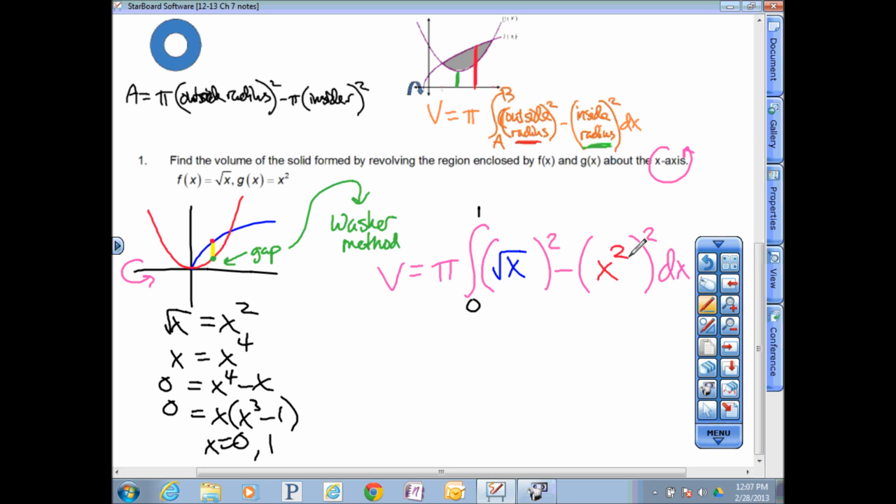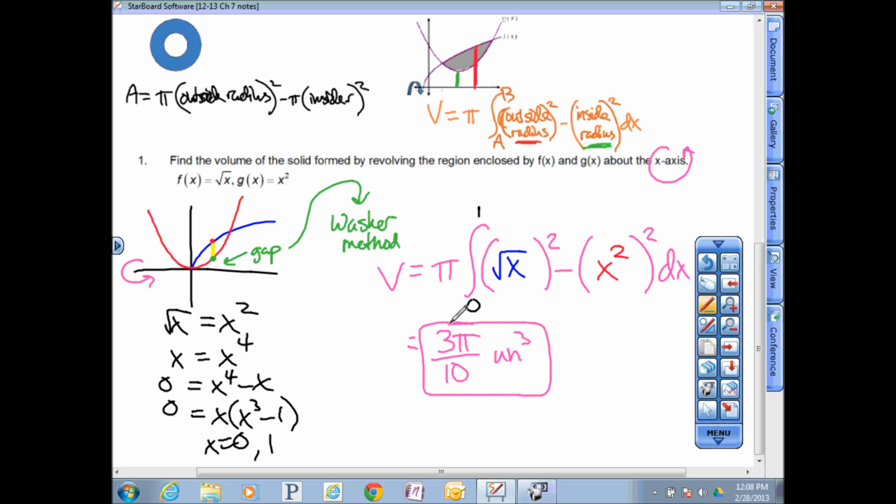Now, again, I'm not going to spend a lot of time figuring out how that works with your calculator and all that other kind of fun stuff. If you put that in your calculator, you are going to end up with 3 pi over 10. So pi times 3/10, if you want to figure it out, or 0.942, I think, to 3 decimal places, cubic units.